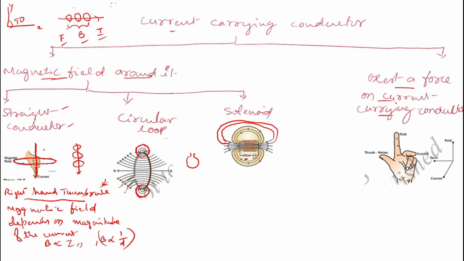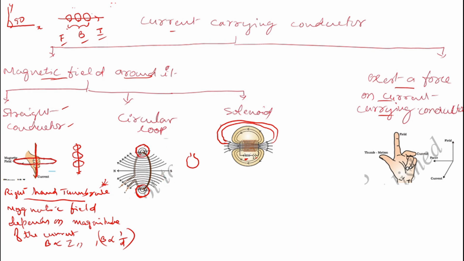Okay. Now here you see, for a straight conductor, what we have seen: one, the right hand thumb rule, and second, the conductor and the magnetic field are perpendicular to each other. Two points we have seen. Okay. Now the circular loop we will see.